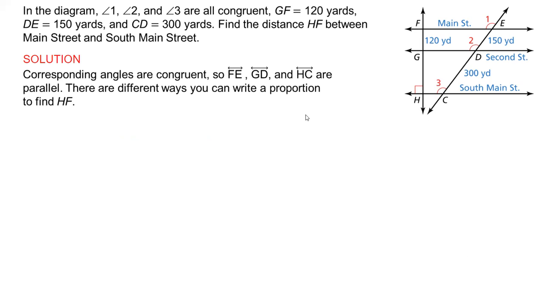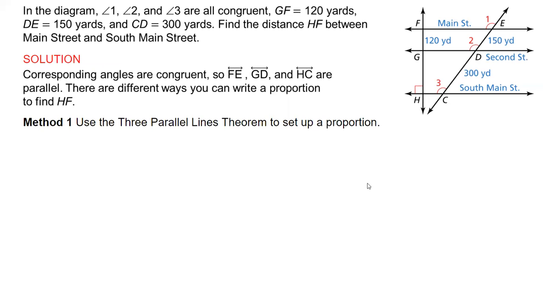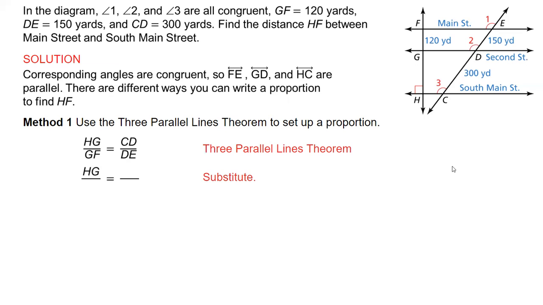corresponding, your two transversals are these vertical and diagonal lines, but your horizontal lines, FE, GD, and HC are all parallel to each other. So there are a couple different ways you could write your proportions. You could say HG over GF, comparing this first line, and CD to DE. You could have those flipped. You could put GF on top and DE on top, but the order just needs to be consistent with how you are setting it up.